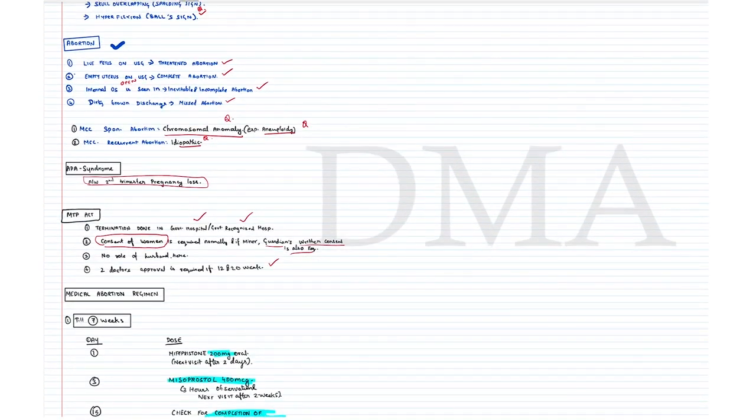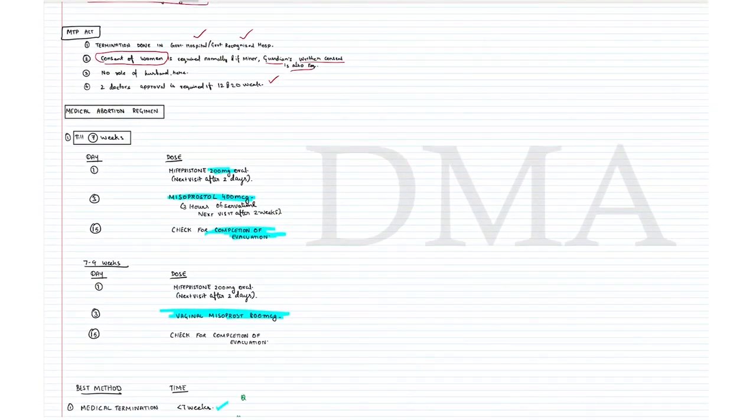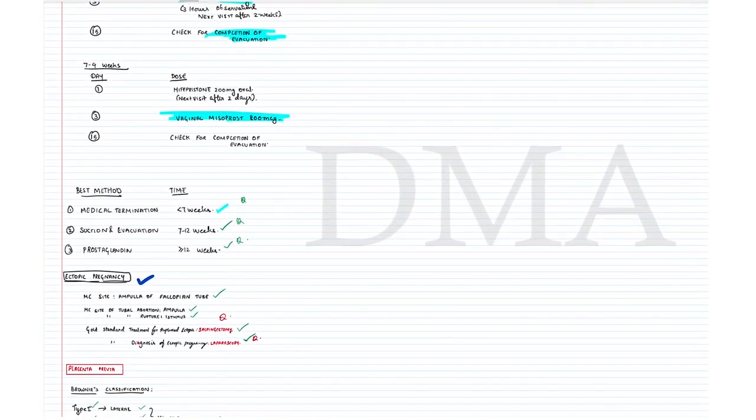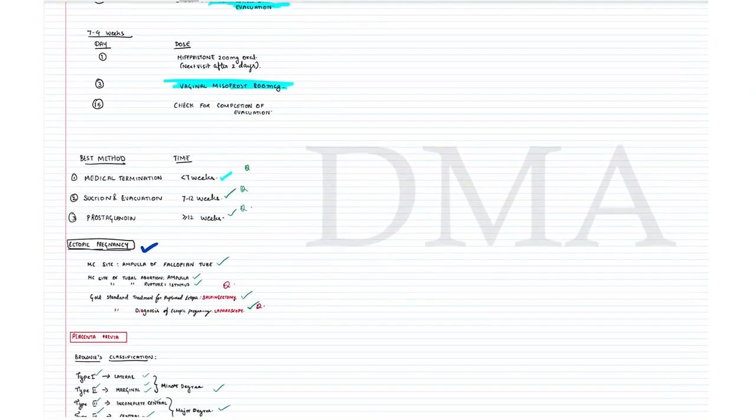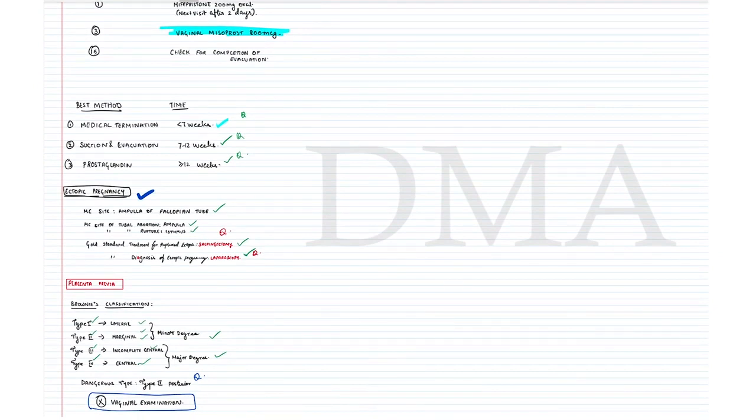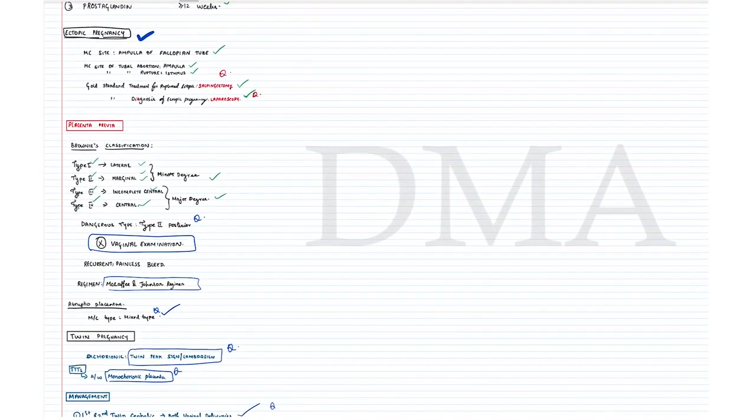Abortion: you have to know that the most common cause of spontaneous abortion is chromosomal anomalies. Pretty high yield in MCQ. Antiphospholipid syndrome is low yield. In the MTP Act, consent of the woman is high yield. Two doctor approval is high yield. No role of husband is high yield. Medical regimen, you have to mug up the dose, people. And in the case of ectopic pregnancy, the most common site is ampulla, high yield. Tubal rupture, isthmus, high yield. Gold standard diagnosis, laparoscopy, high yield.